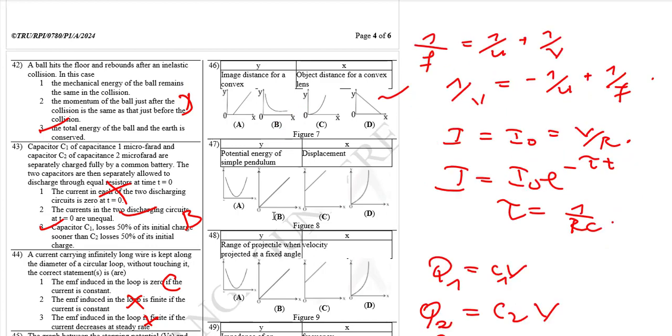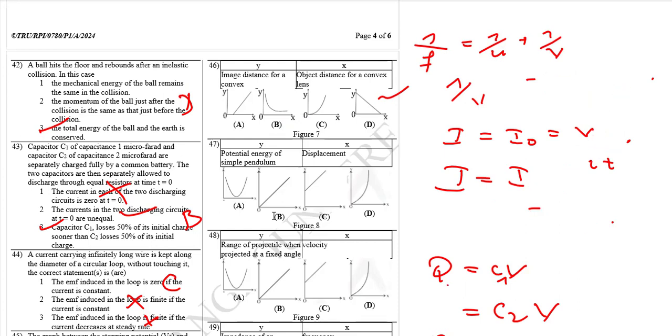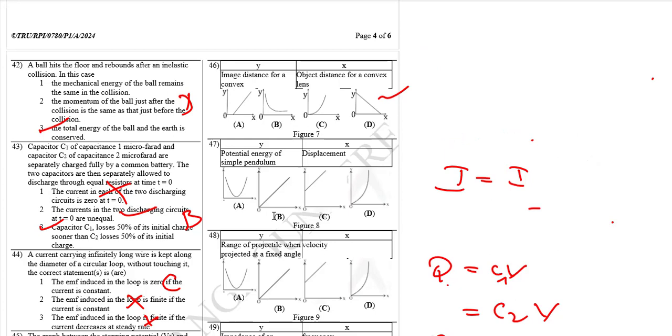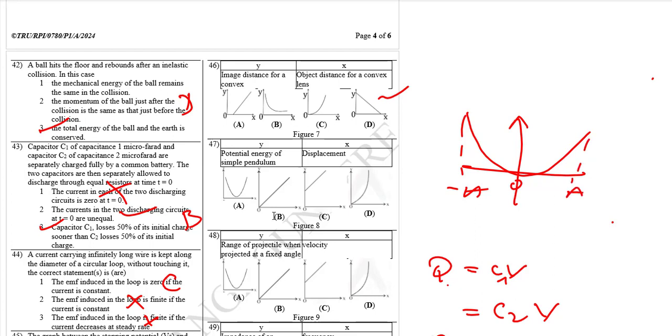Now number 47. The potential energy of a simple pendulum versus the displacement. In this case, how does it vary? We are going to use the graph of total mechanical energy. Potential energy goes like this. That's the origin O between negative A and A. So here we see that the only correct graph will be D, taking it just from 0 upwards. So the correct graph is D.